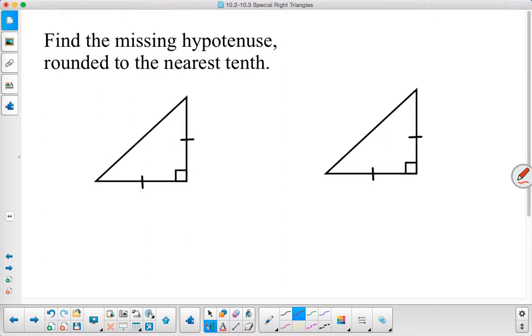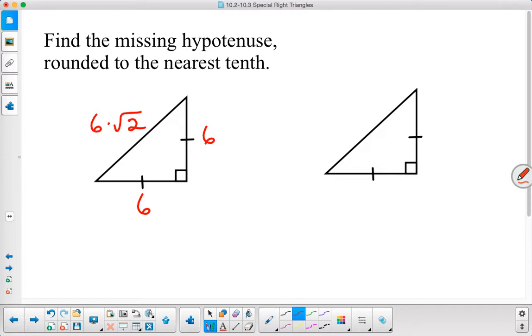Okay, let's find the missing hypotenuse. Now, easy ones, notice I've marked isosceles. Let's say this leg is 6, this leg is 6. Now, if you know the pattern, to get the hypotenuse, you take the leg length times the square root of 2. In radical form, we would be done right now.